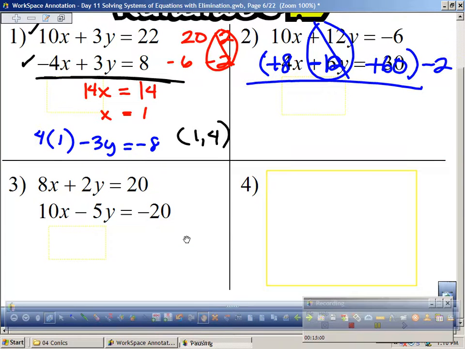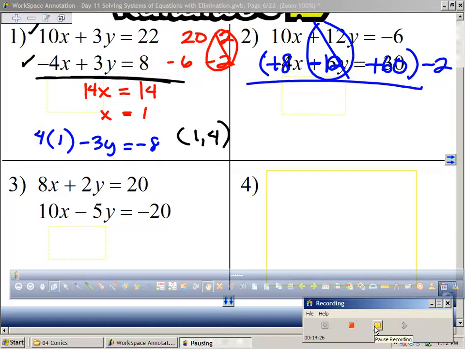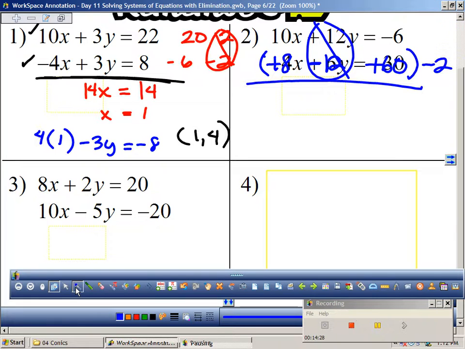Okay, talk with your table partners. What would you do for this one? Carrie, your table, what strategy did you guys come up with? Carrie, what strategy did your table group come up with?